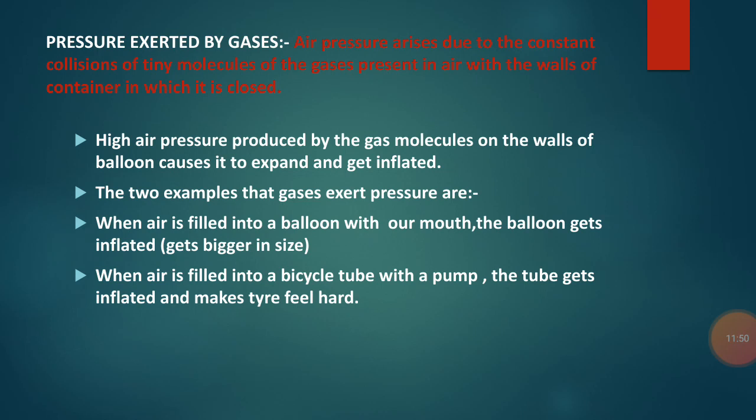This air pressure in the bicycle makes the tube of the bicycle tire feel hard. Now, here there are two examples that gases exert pressure. First one is when air is filled into a balloon with the mouth, the balloon gets inflated and gets bigger in size. Second one is when air is filled into a bicycle tube with a pump, the tube gets inflated and makes the tire feel hard.